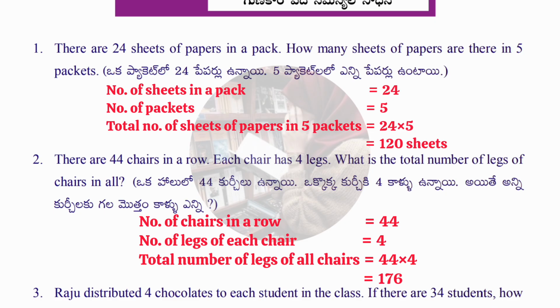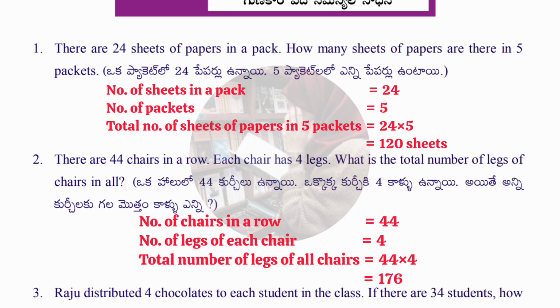Number of legs for each chair is 4. Total number of legs of all chairs means 44 multiplied by 4. 4 4 16. 1 carry forward, write down 6. 4 4 16 again. 16 plus 1 is 17. So 176. So total we have 176 legs for 44 chairs.